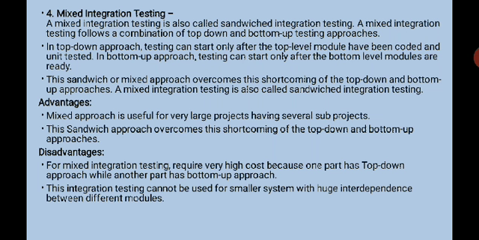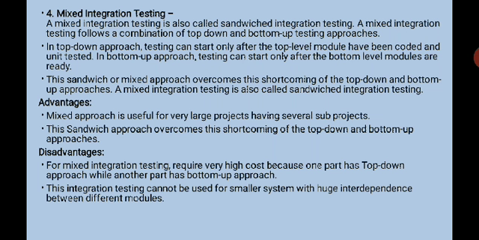So how do you do the top level? You start after the top level modules are coded, and then you do unit testing, right? And in bottom up, you can start from the bottom, and when it is ready, you see how it is performing. So this sandwich or mixed approach overcomes the shortcomings of top down and bottom up and takes the best of the two. What are the advantages? The mixed approach is useful for very large projects having several sub projects, right? Where bottom up was a failure, here it is very useful, and this overcomes the shortcomings of both top down and bottom up. And what are the disadvantages?